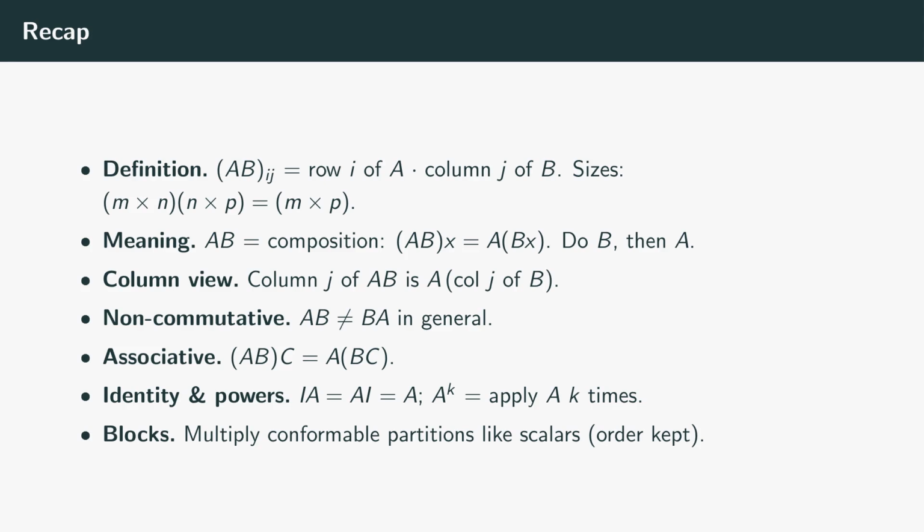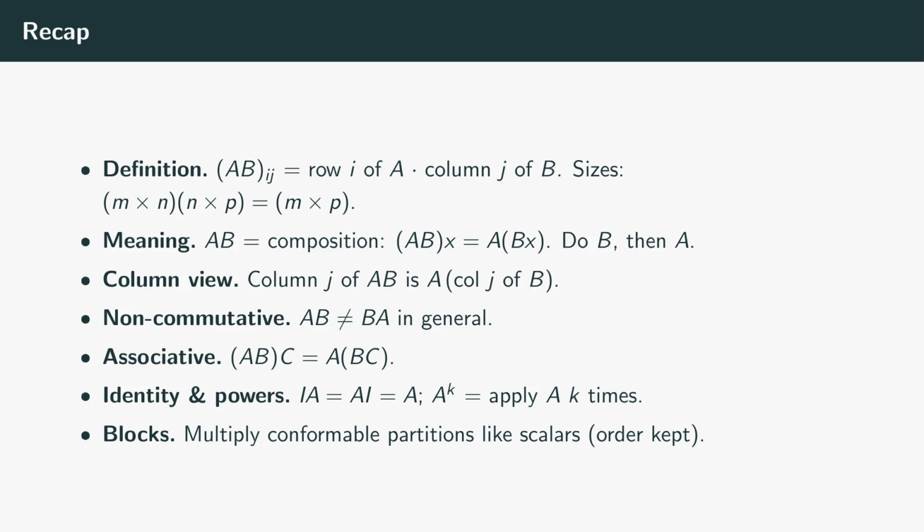Let's recap. Matrix multiplication has an entry recipe: the entry of A times B in row i, column j is the ith row of A dotted with the jth column of B, and the sizes follow the inner match, outer survive rule. But the meaning behind the recipe is composition. A times B applied to x equals A applied to B times x, so the product does B first and then A. The column view says each column of A times B is A applied to the matching column of B. From composition, the rules follow.